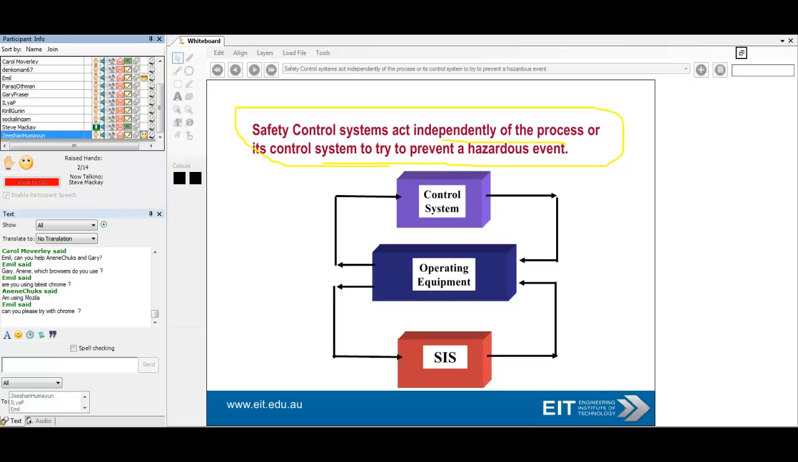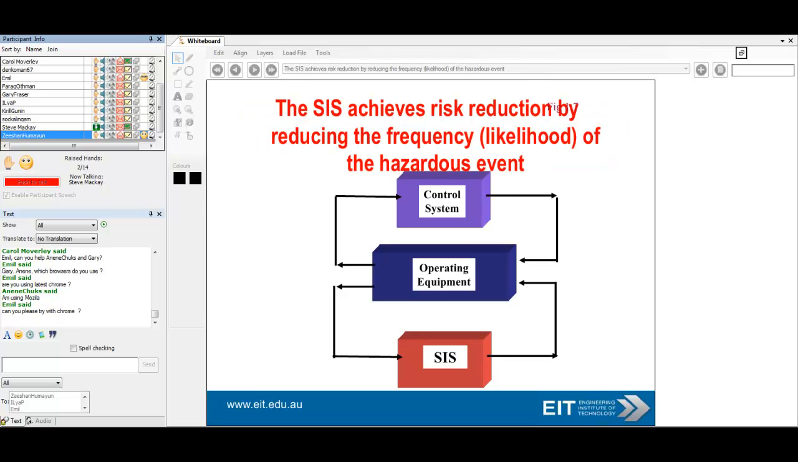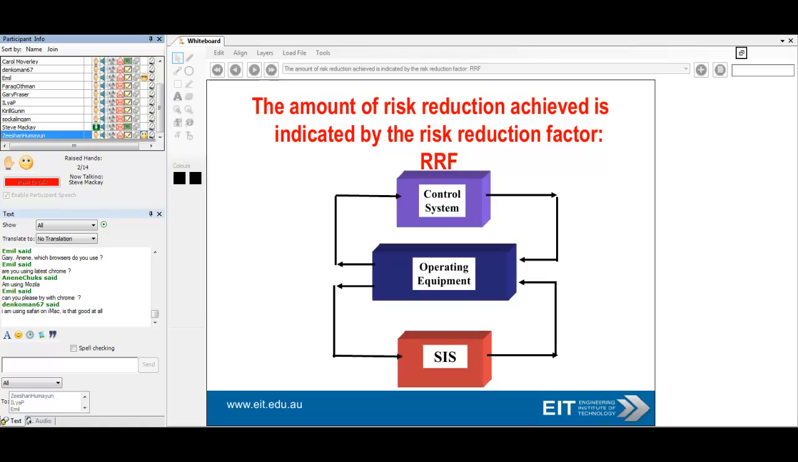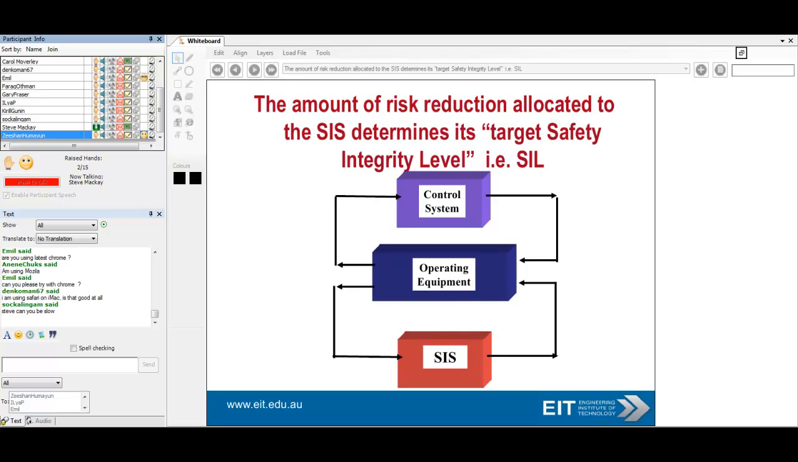So the idea is that we then achieve risk reduction by reducing the frequency of the hazardous events. We try and reduce the likelihood, the chance or the probability of it occurring. That's really important. And the amount of the risk reduced is called the risk reduction factor. The risk reduction allocated determines its target safety integrity level. Target safety level, or SIL, you'll often hear used. There are different safety integrity levels, and the ones you'll hear referred to are 4, 3, 2, 1.